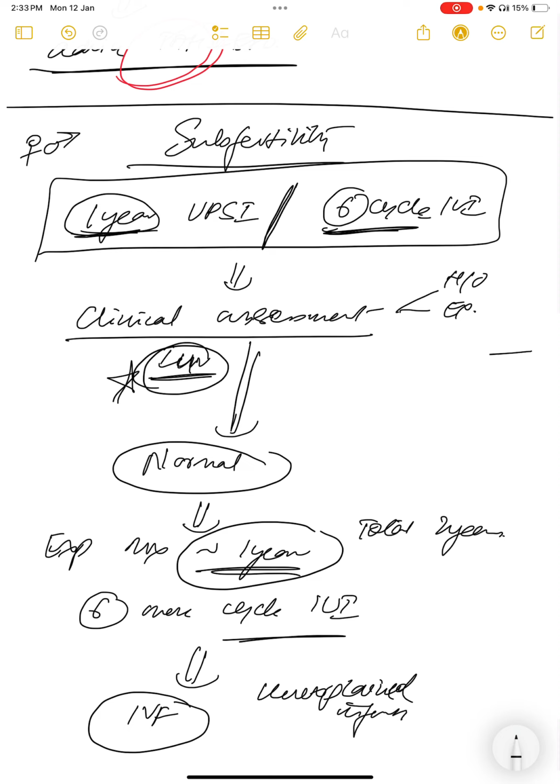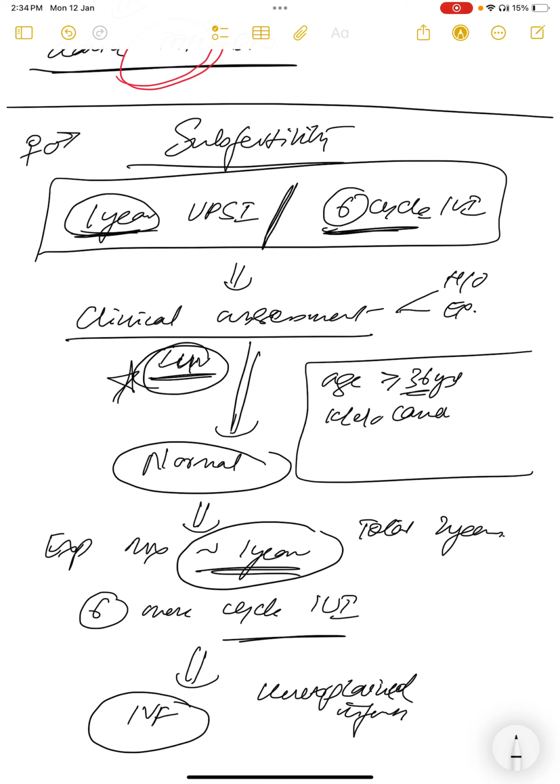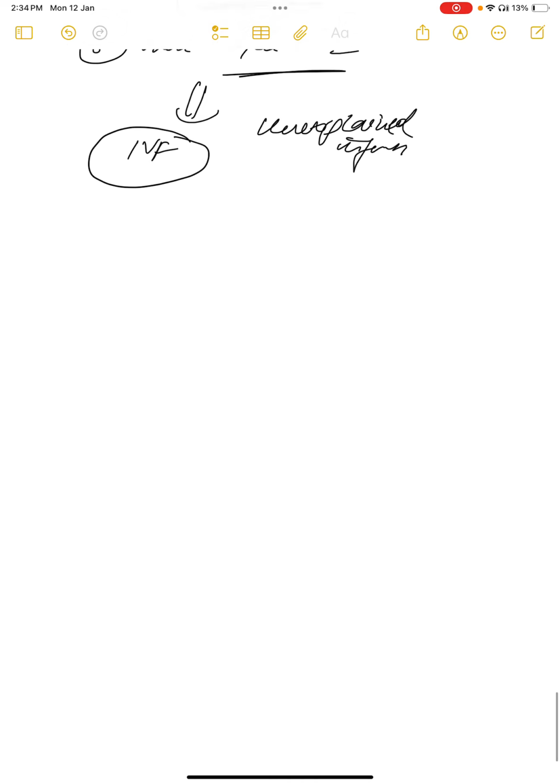One important thing is, if age is more than or equal to 36 years, or if she is a known case of cancer, or has other known diseases like PCOS or endometriosis which affect the fertility, then you should not wait till 1 year. You should go for early intervention in this case. This is how to manage a patient who comes with this kind of history.